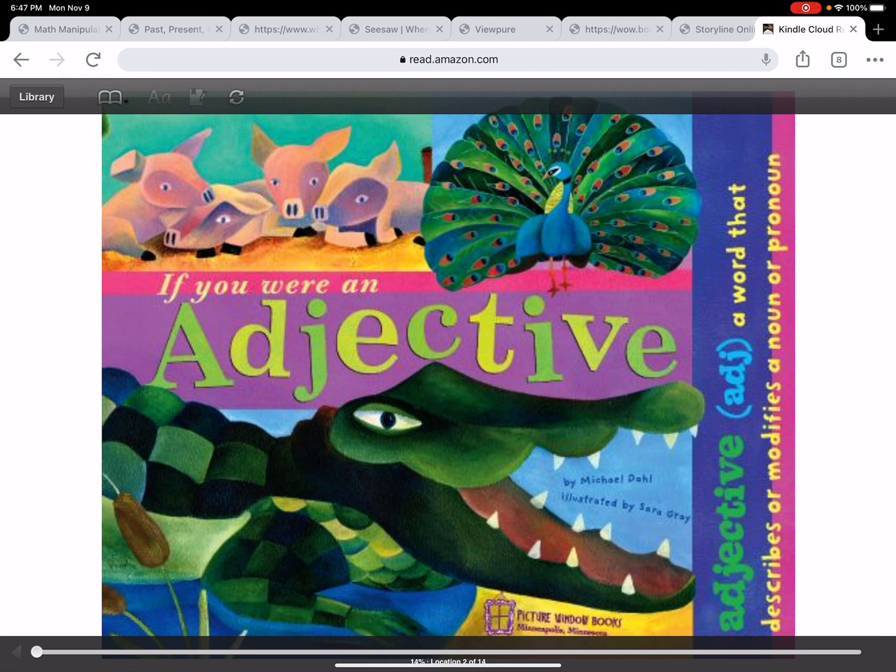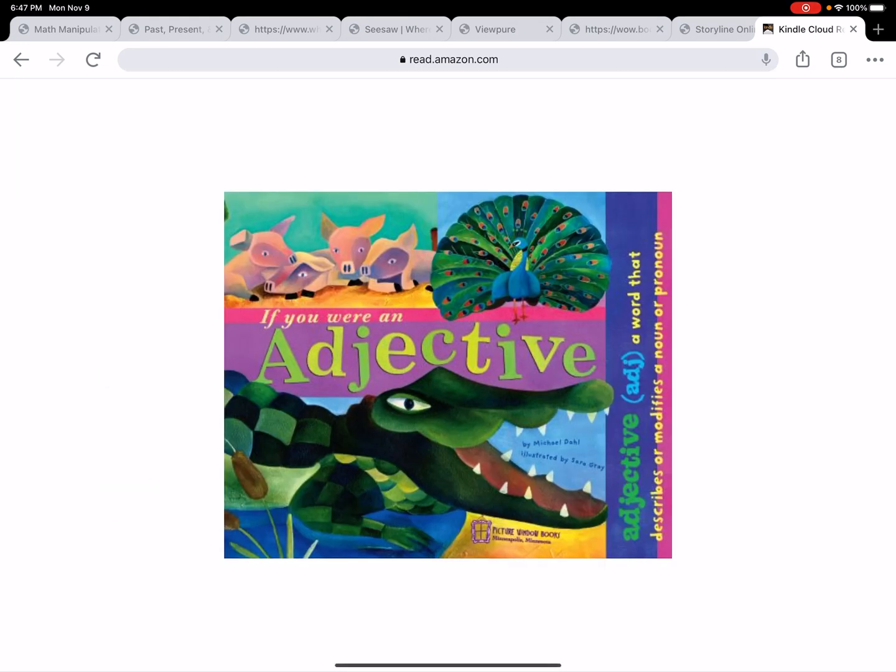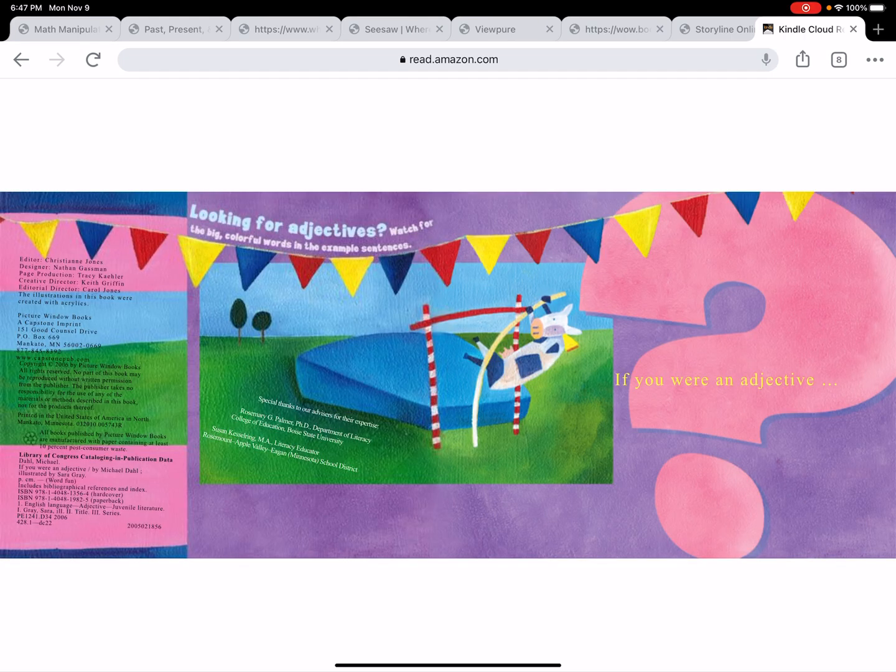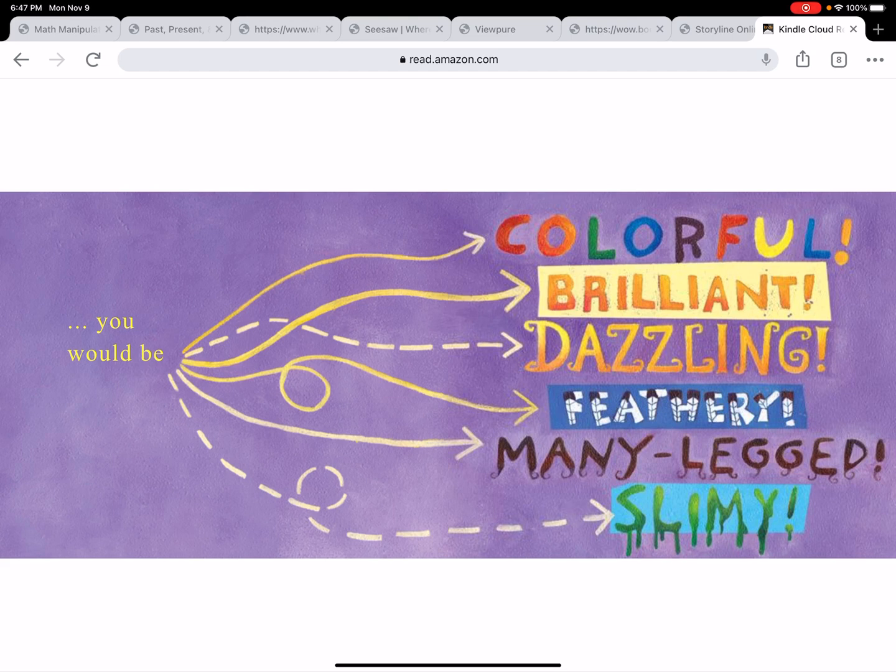Describes a noun, meaning it tells us more about a noun. If you were an adjective, you would be colorful, brilliant, dazzling, feathery, many-legged, and slimy. All of those words are adjectives. They describe what a noun is like.